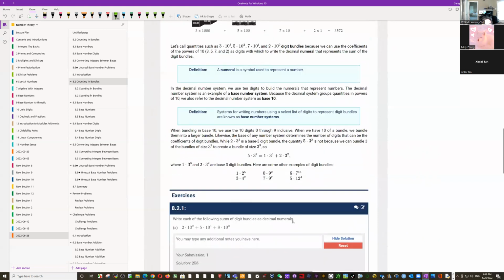Basically, the base of a number system could be a different value. Normally we use base 10, but it doesn't have to be base 10. For example, this one is base 3, and this one is base 3.